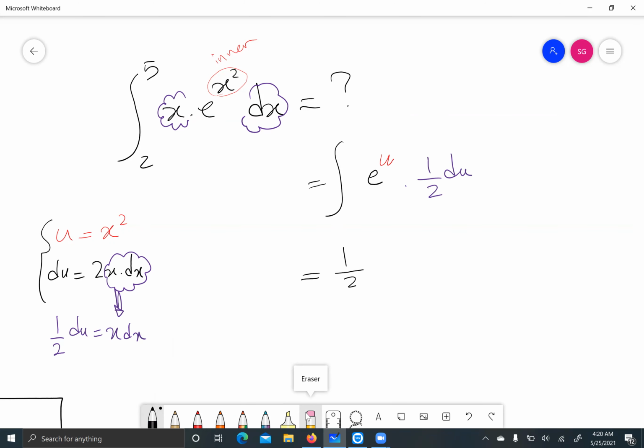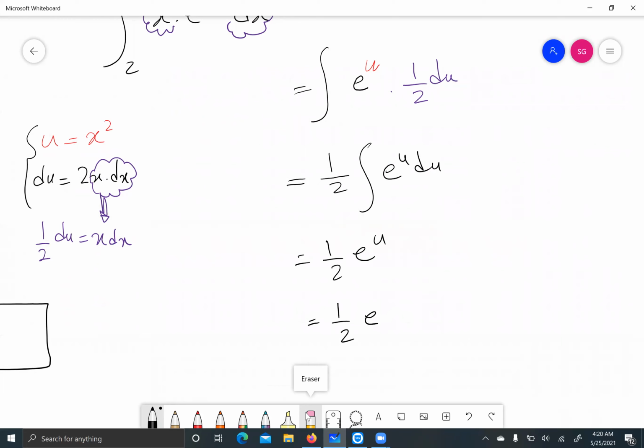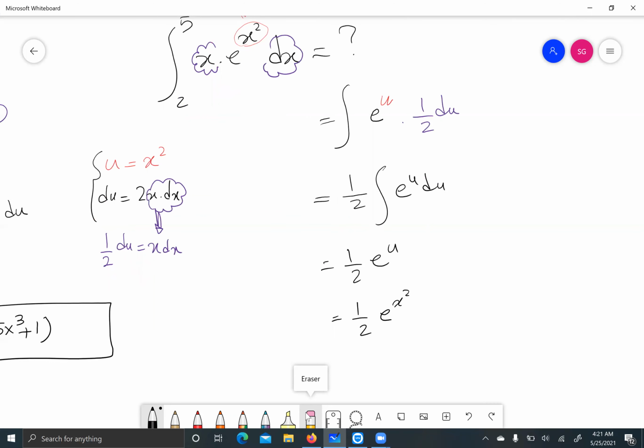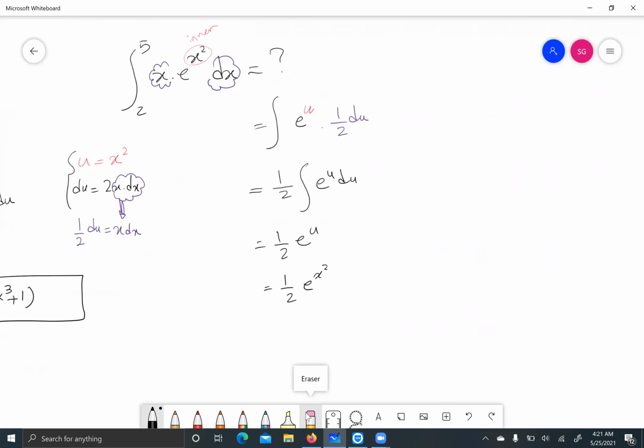Now take the integral of e to the u, which is going to be half of e to the u. Now it's going to be half of e to the, what is u? u is x squared. Okay, now that you are done with taking the integral, just substitute when you have everything in terms of x, right? Because your original integral is given in terms of x, and this means x from 2 to 5. So when you have your answer in terms of x, substitute just these values of 2 and 5 to evaluate this definite integral.